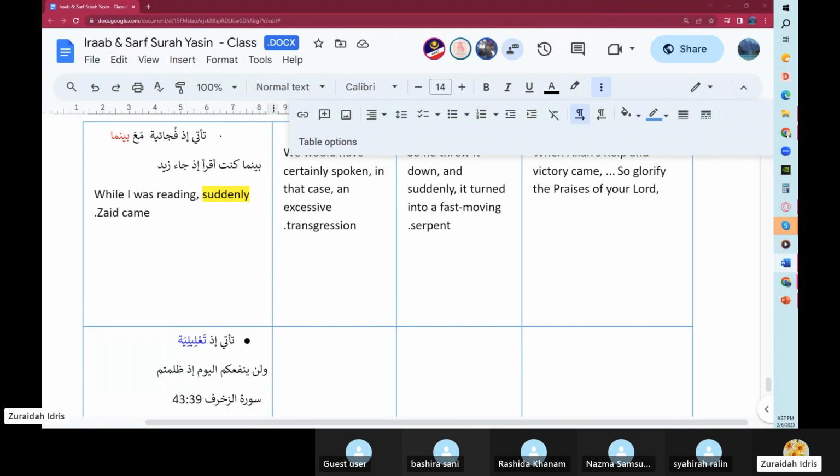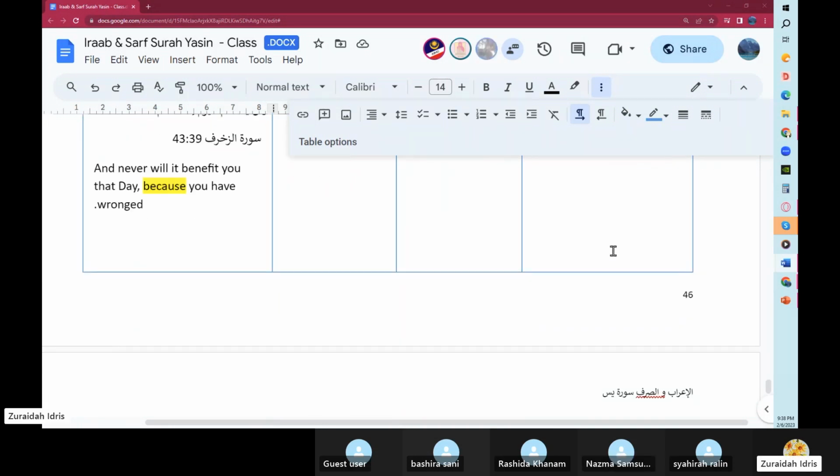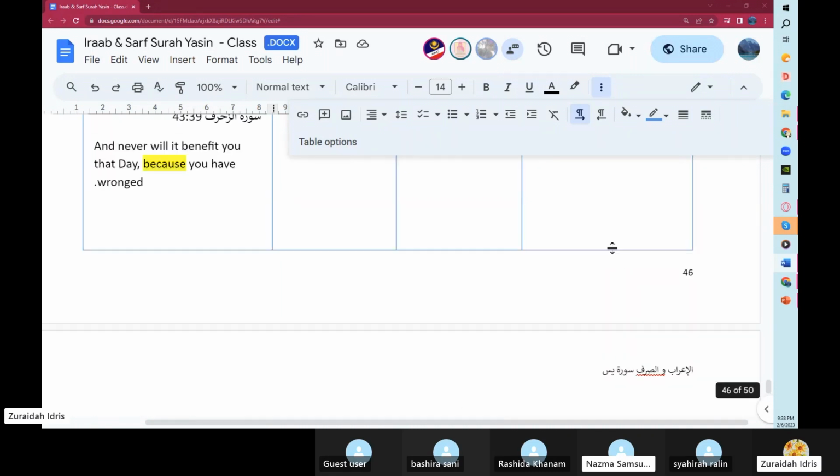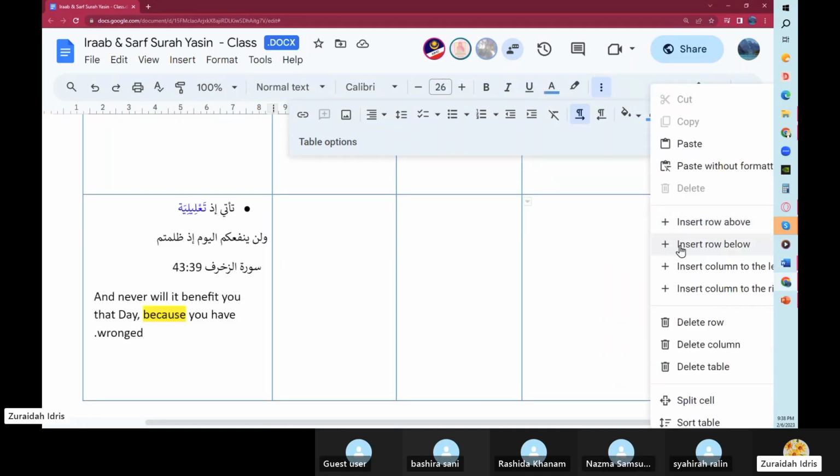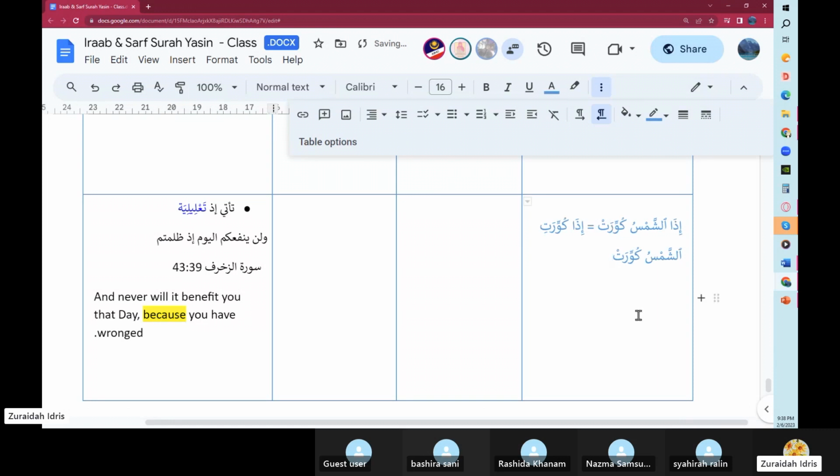I will share that with you. What is the fi'il that we need to put there? I'm trying to find it. Here we are. So this is what we see in the Quran: Iza shamsu kuwirat, and we are taking it as a conditional, a shartiyah.